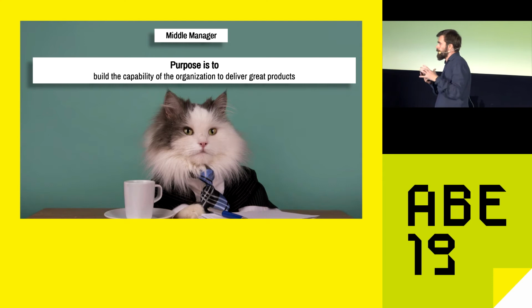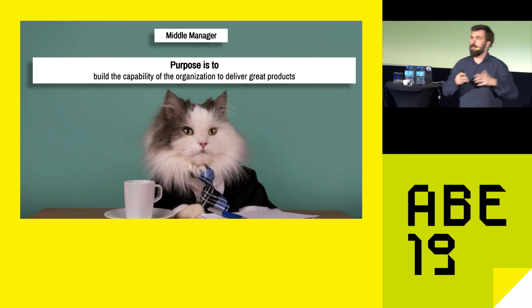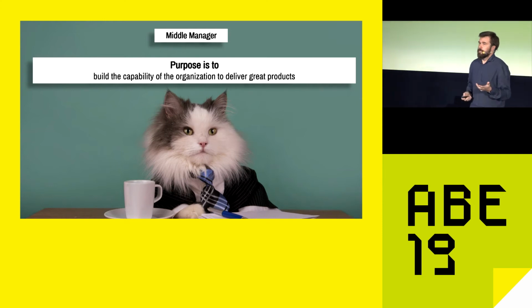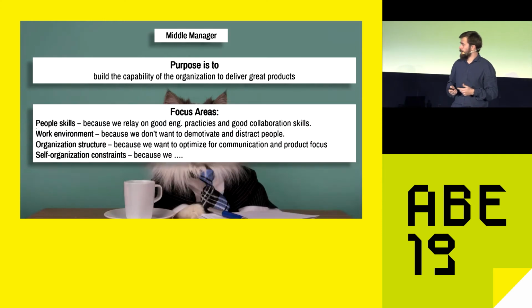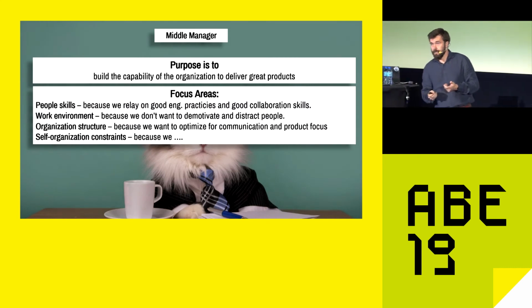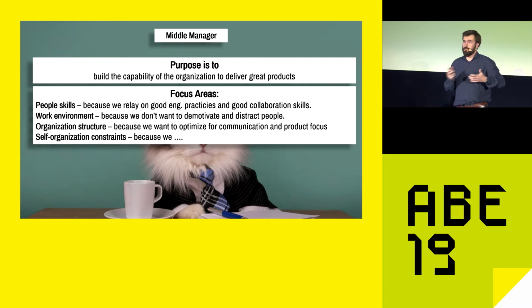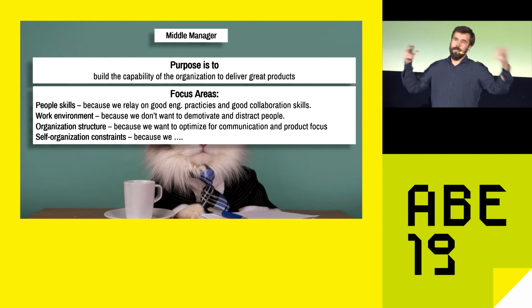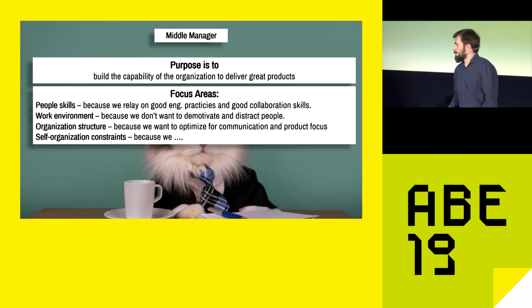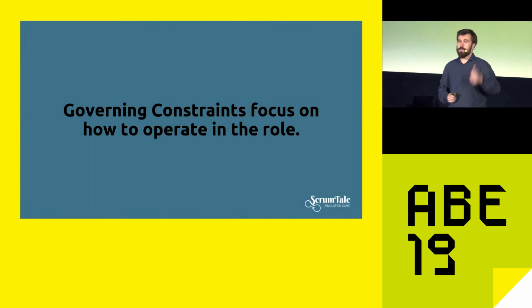In these capabilities, there are skills, working environment, and a lot of other stuff. So to be able to understand the role better, you can extend this purpose with some focus areas. Like this middle manager should focus on people skills. Why? Because we rely on good engineering practices and good collaboration skills. And on work environment, because we don't want developers complaining about too little RAM in their computers. This is just an example. It's not an example from Intel. I just created it for the sake of this presentation. So this is the first concept, the purpose.